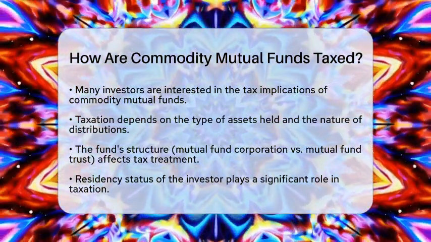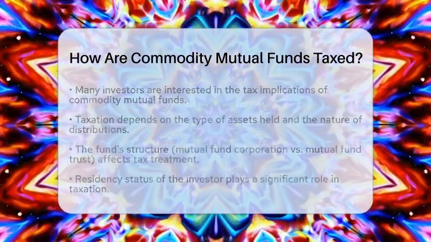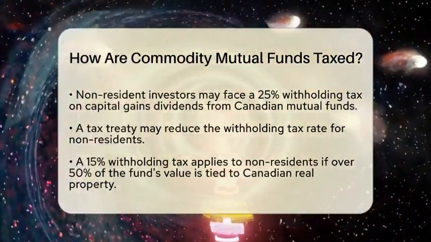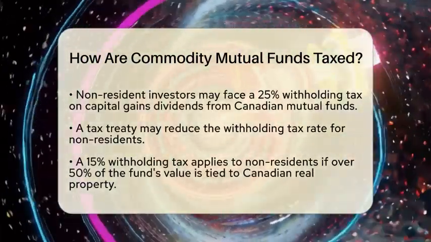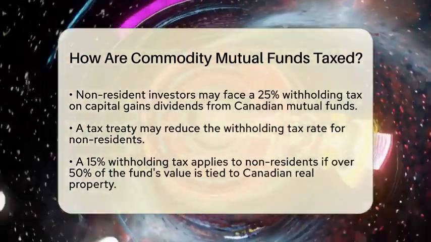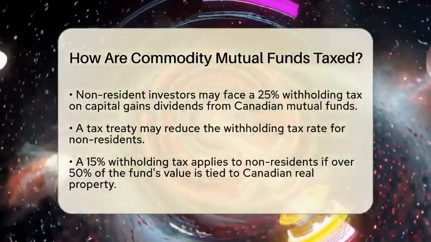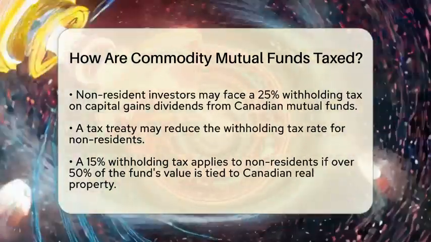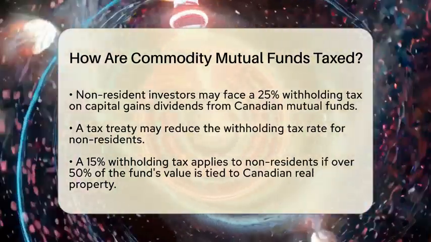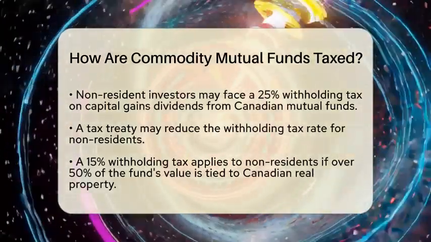For instance, if a Canadian mutual fund corporation or trust disposes of taxable Canadian property and distributes capital gains dividends or taxable capital gains, a withholding tax of 25% may apply to non-resident investors. This is especially true if more than 5% of the amounts paid go to non-residents or non-Canadian partnerships. However, if a tax treaty exists between Canada and the investor's country, the withholding tax rate may be reduced.